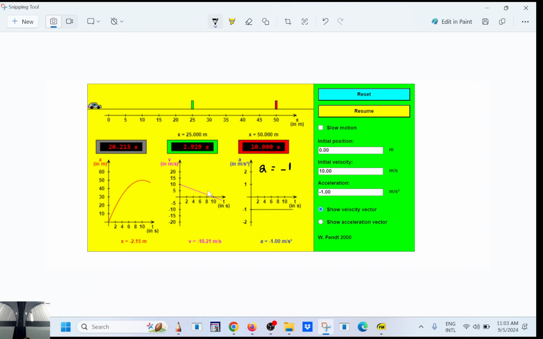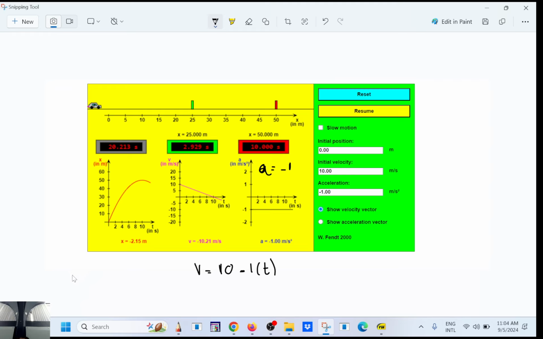But here the slope is positive or negative? The slope is negative, right? So V equals, what's the y-intercept? 10, minus 1 times t. So that's the slope. Okay? So what does it mean? Every second you go 1 slower. Is that clear? And here you have a parabola down like this.